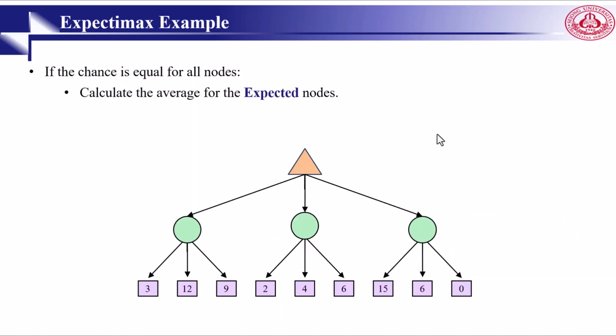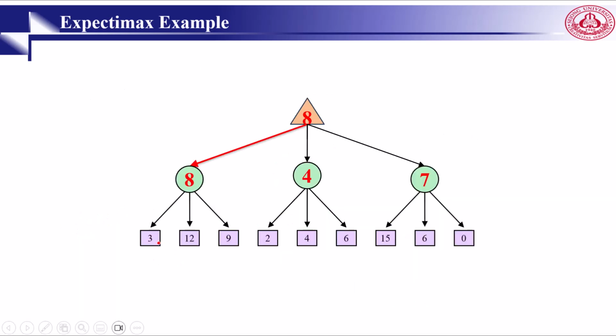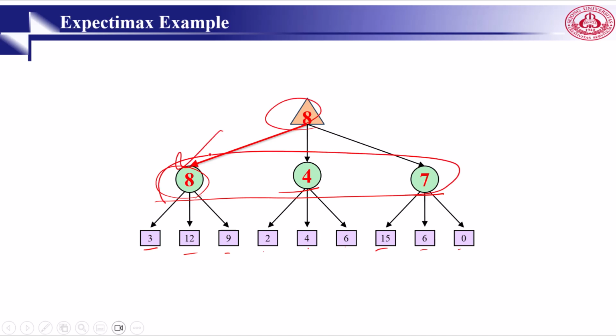If the chance is equal for all the final nodes, we simply take the average of the children, right? So there is no probability here. In this case, just 3 plus 12 plus 9 divided by 3. Then here, 2 plus 4 plus 6 divided by 3. Then here, 15 plus 6 plus 0 divided by 3. Then the max one will be selected here. 3 plus 12 plus 9 divided by 3 is 8. 2 plus 4 plus 6 divided by 3 is 4, and 15 plus 6 plus 0 divided by 3 is 7. Out of these 3, 8 is the maximum that will come up.